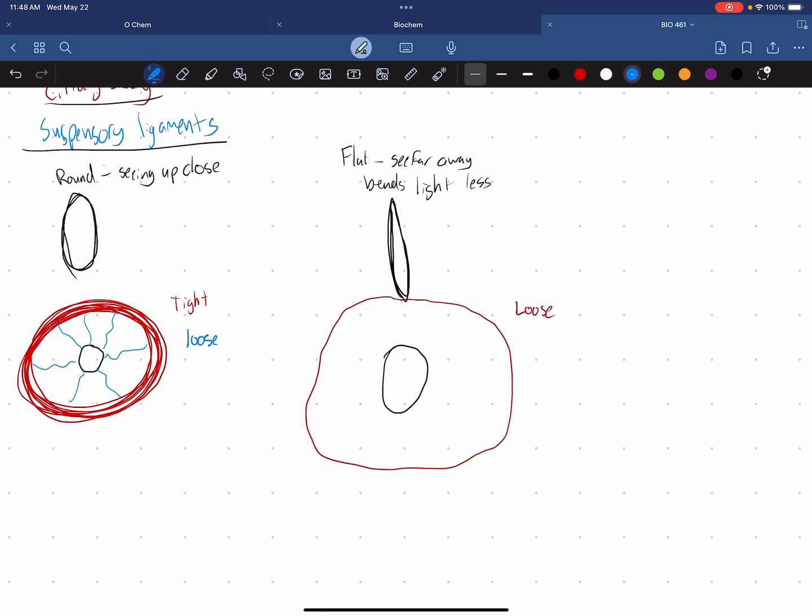And that means that these filaments, these suspensory filaments, are going to be pulled nice and tight. And so that pulling on those ligaments is going to flatten this lens just like this. And that will allow us to bend light less as it travels into our eye, and that will help us to focus on things that are further away.